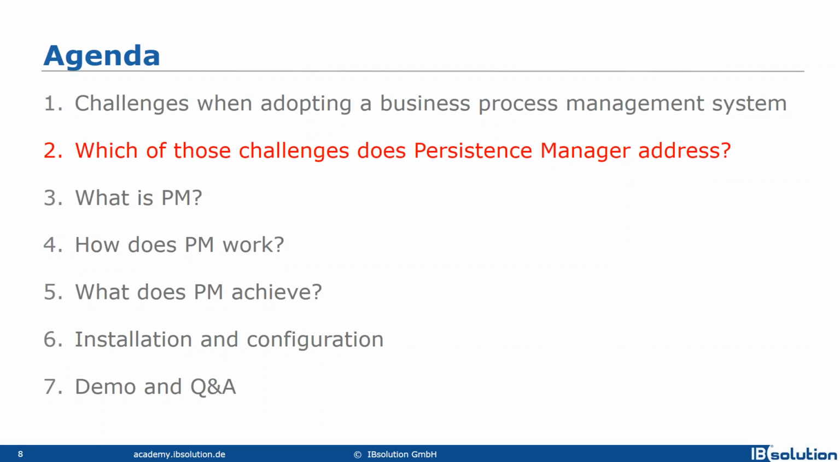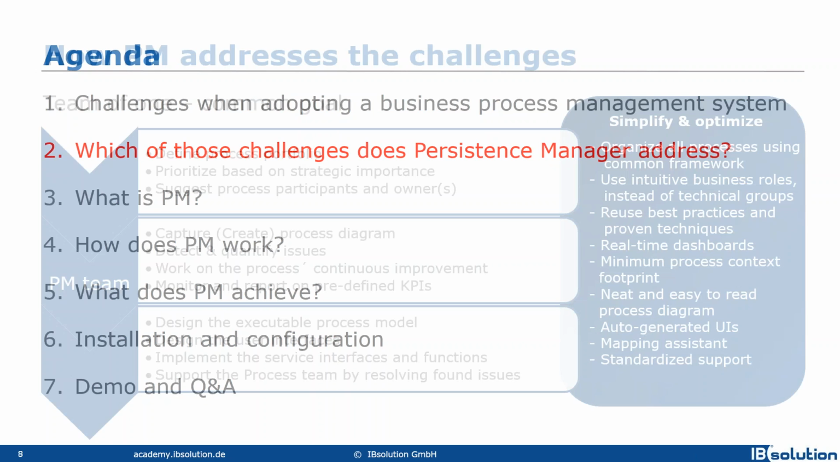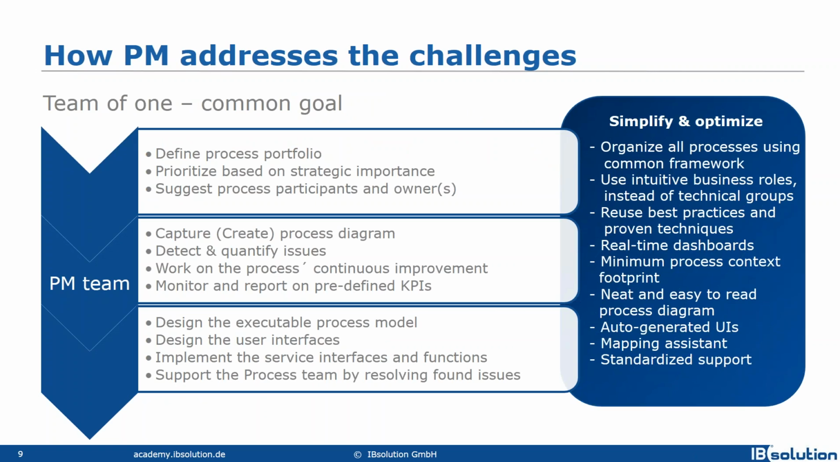So how does Persistence Manager address those challenges which we just spoke about? One thing it does, it merges the three teams into one team. So the business team, the process team, and the technical team become one team. It's the PM team. And the PM team, as you can imagine, has a very simplified coordination and communication, because they use a common platform for all their requirements, which we see also here listed in the slide.